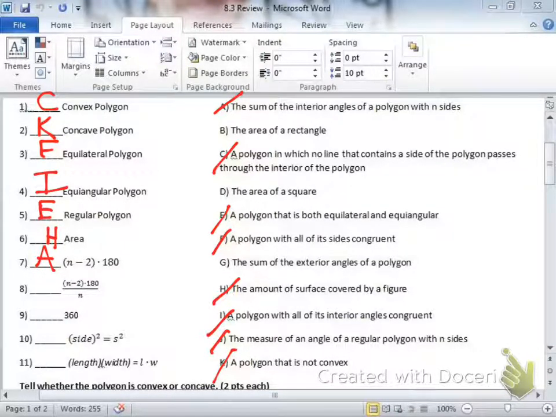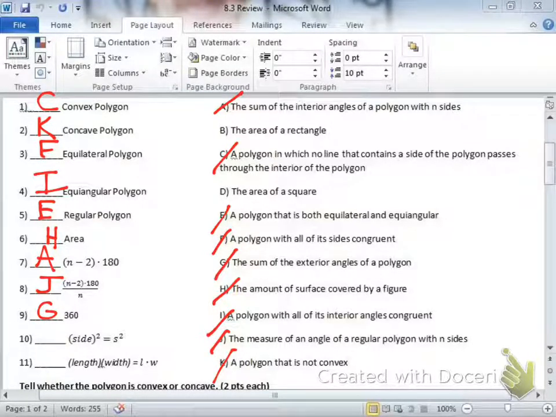Pay close attention to that formula, number 8. It was never actually in our notes. However, we did use it on one of the worksheets, the 8.2 worksheets. So just double check that one. It's not really one you can find in your notes. The exterior angles always add to 360, so that's G.